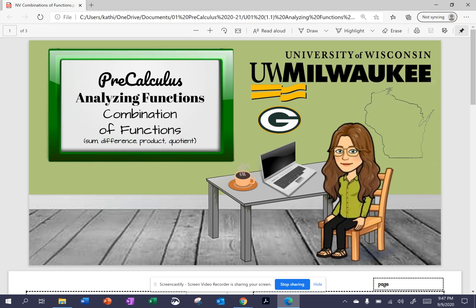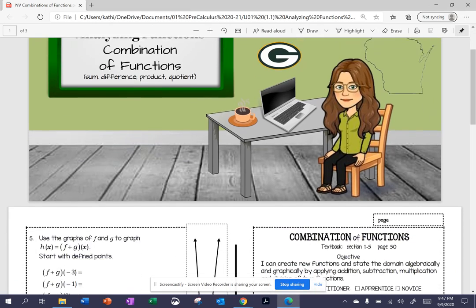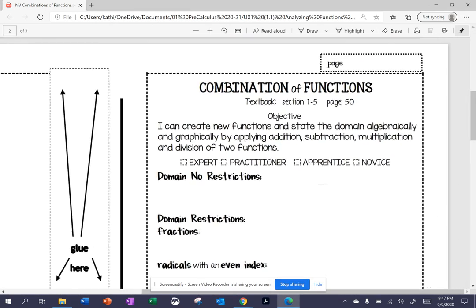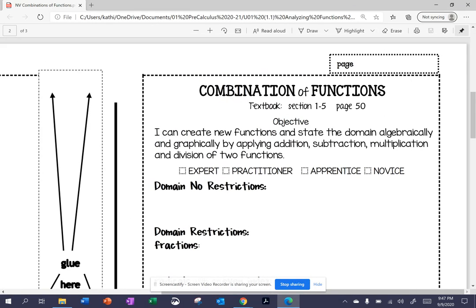Today's lesson is on combination of functions. Our learning objective is: I can create new functions and state the domain algebraically and graphically by applying addition, subtraction, multiplication, and division of two functions.